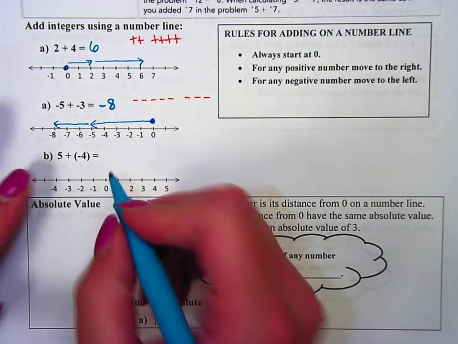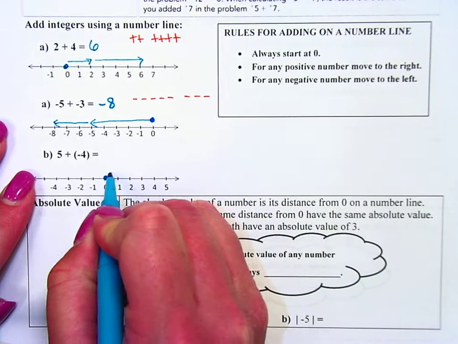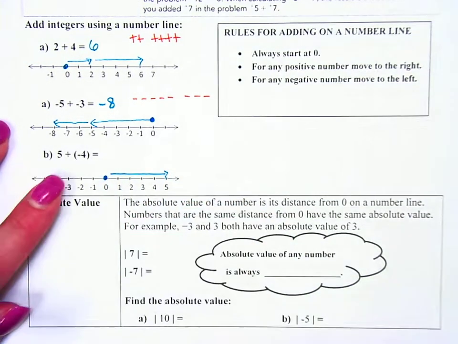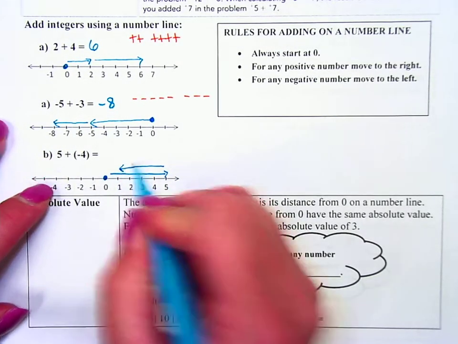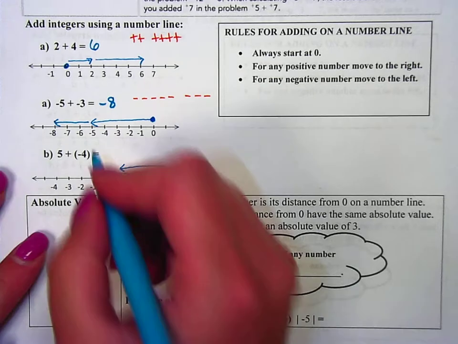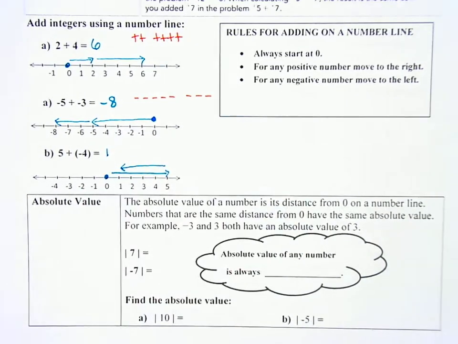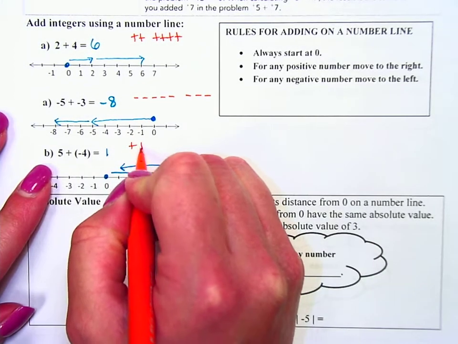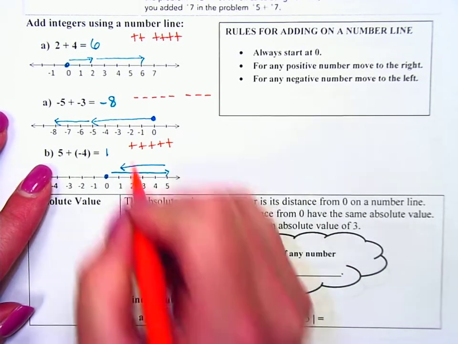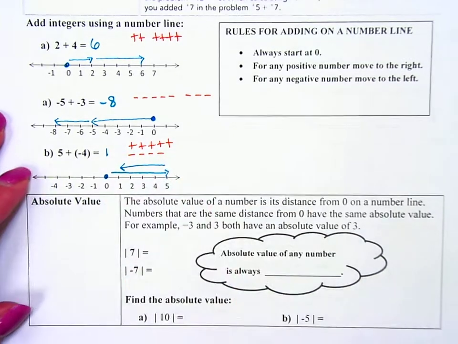We went plus 5, so I went to the right 5, but then I went negative, which is to the left 4. That would get me to 1. Okay, so notice how these are going in opposite directions. Okay, I went plus 5, 1, 2, 3, 4, 5. But then to the left, -4.